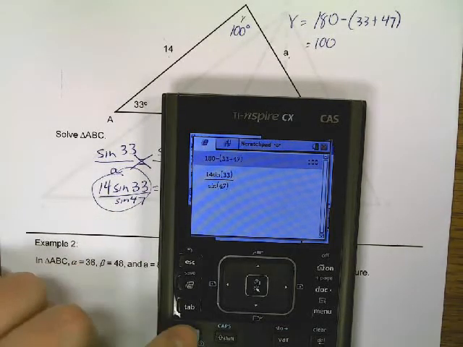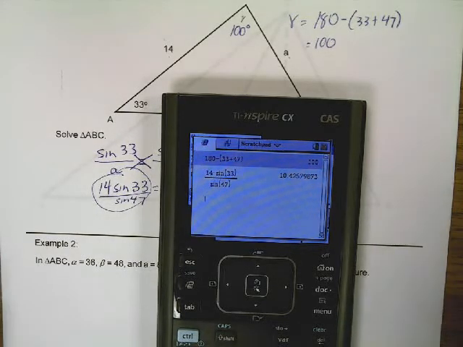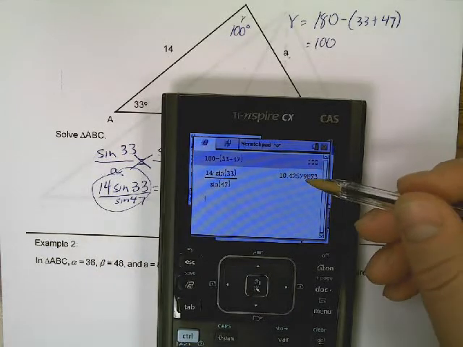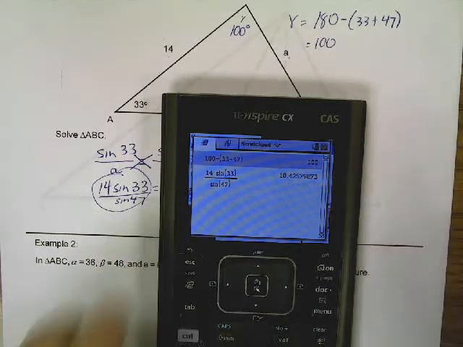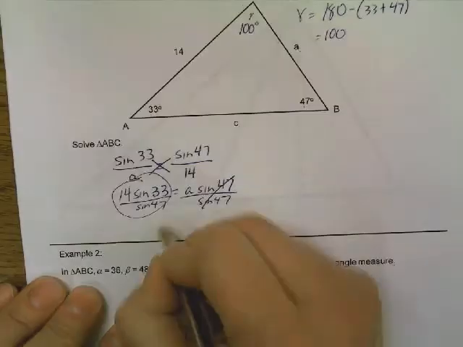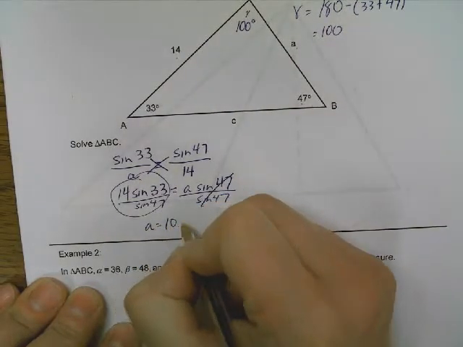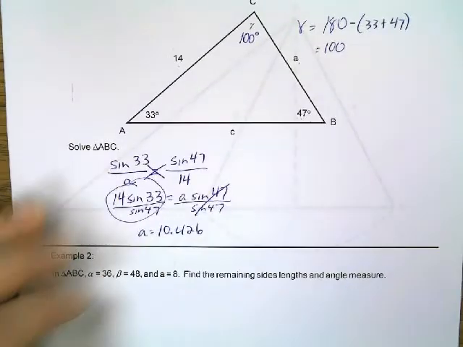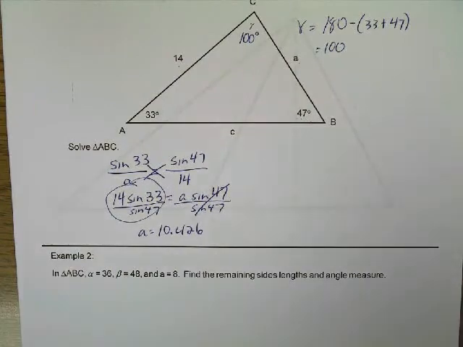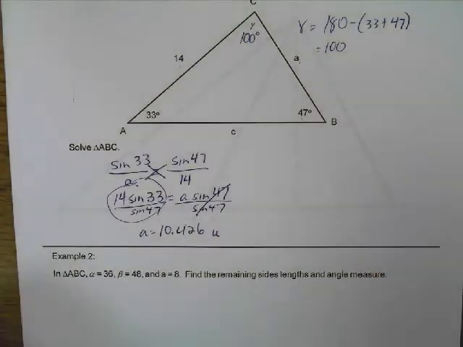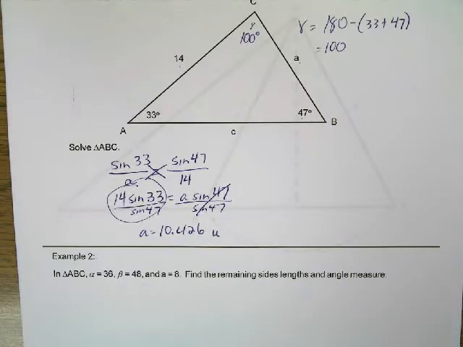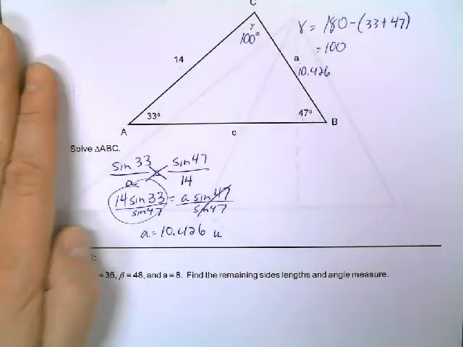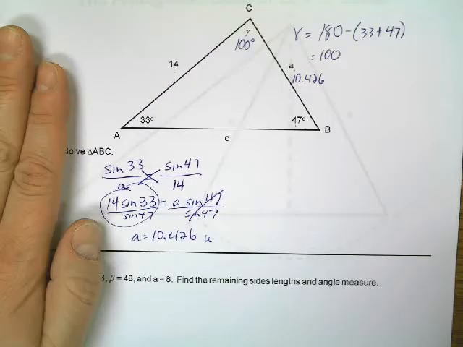Then we hit enter, and I get 10.4, let's say 426. The fourth decimal is a 7, so the 425 will round up to 426. So A is equal to 10.426. They didn't give us a unit of measure on this, so we don't have to put a unit. If you want to, you can just put units. All right, so now we have A, it's 10.426. To find C, I'm going to do the same thing.